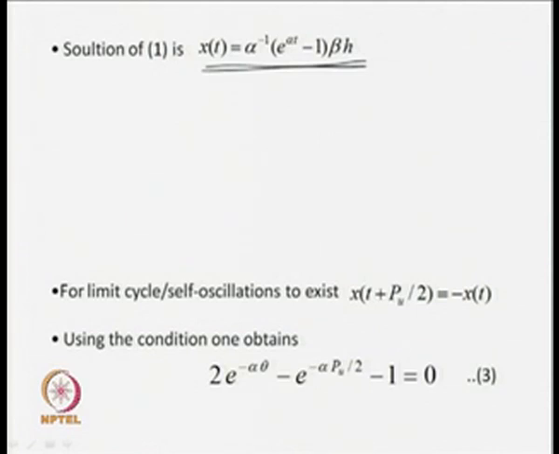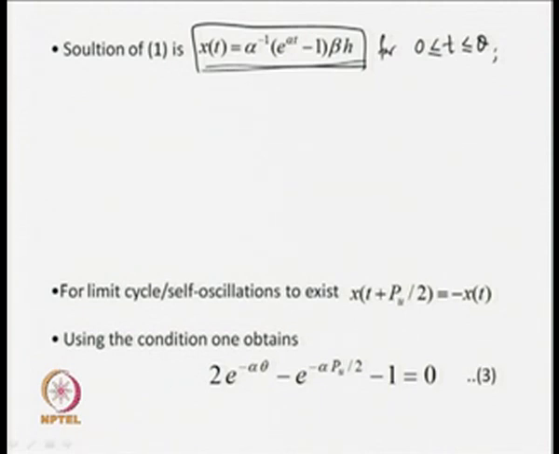So, the solution of 1 has been found in this form for the time range 0 is less than or equal to t is less than or equal to theta. What about when t is greater than or equal to theta? Let us find the solution for that time range first. Since x(t) is equal to alpha inverse (e to the power alpha t minus 1) beta h, then x(theta) will definitely be equal to alpha inverse (e to the power alpha theta minus 1) beta h.